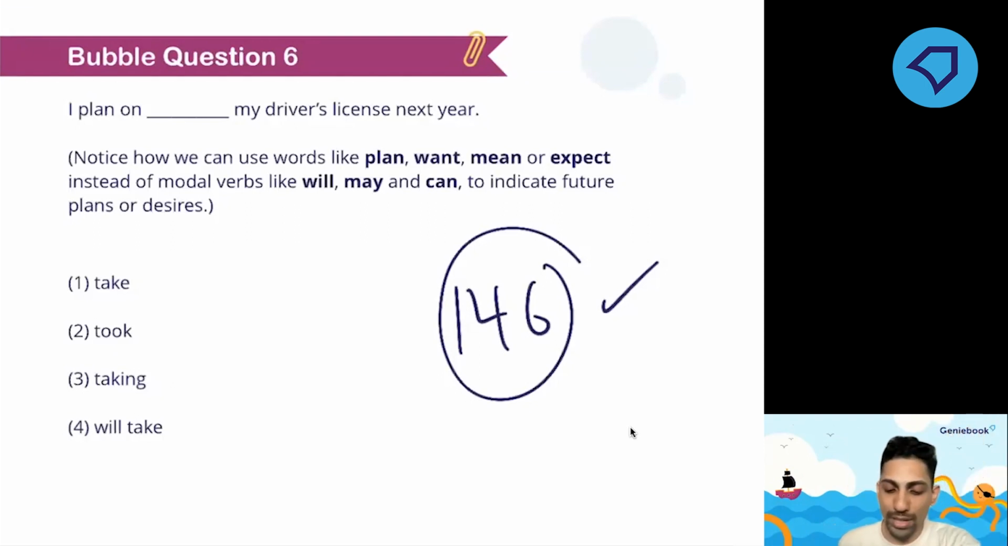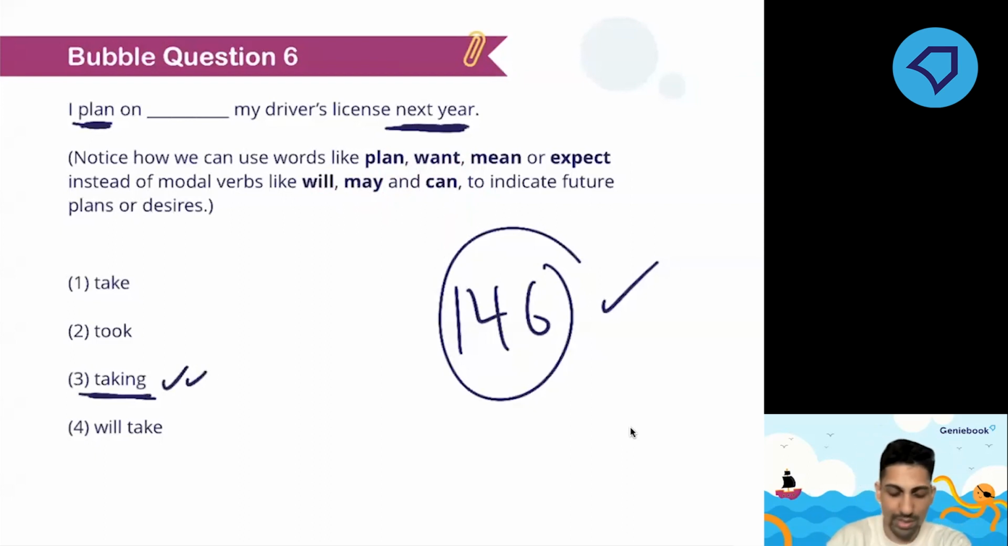I plan on what my driver's license next year. Okay, next year, and plan. So you see, as what is mentioned in these brackets over here, we can use different words to indicate something that will be done in the future. So like will, may, can, plan, want, right? These are all clues that tell you something is supposed to be done in the future. And in case you haven't realized, we are talking about the continuous tense and it must end with an ing. So the only word here that is ing is taking, okay? That is like a dead giveaway.